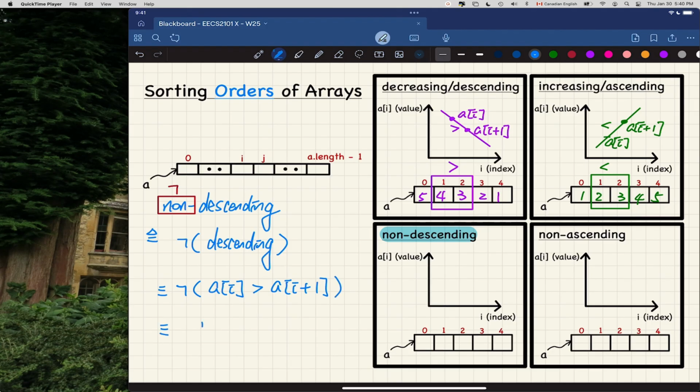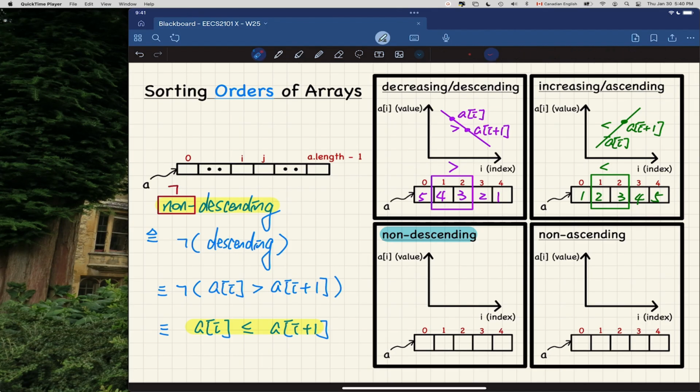Equivalent to A_i less than or equal to A_{i+1}. So this is the formal definition for non-descending. And you can work out the logic for non-ascending in a similar fashion. I'll leave that to you. Very straightforward to derive that. Based on this, let's now visualize it quickly.